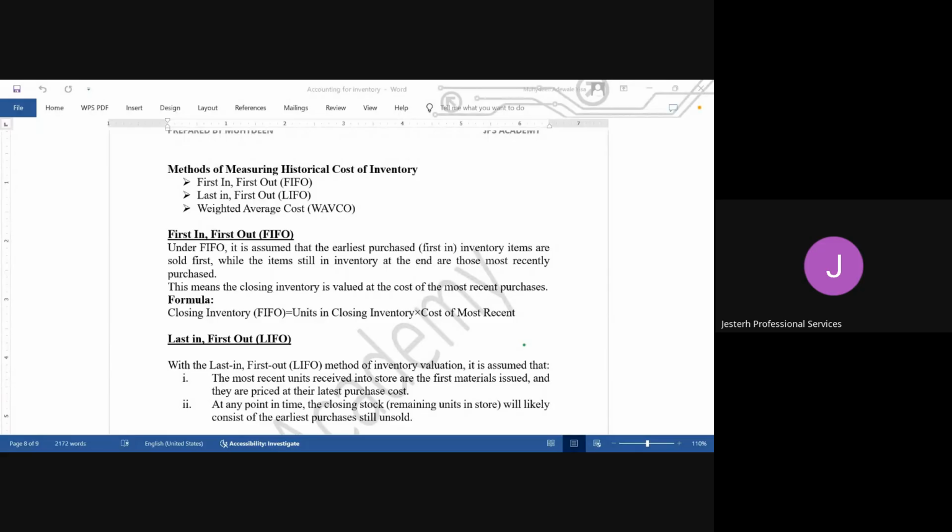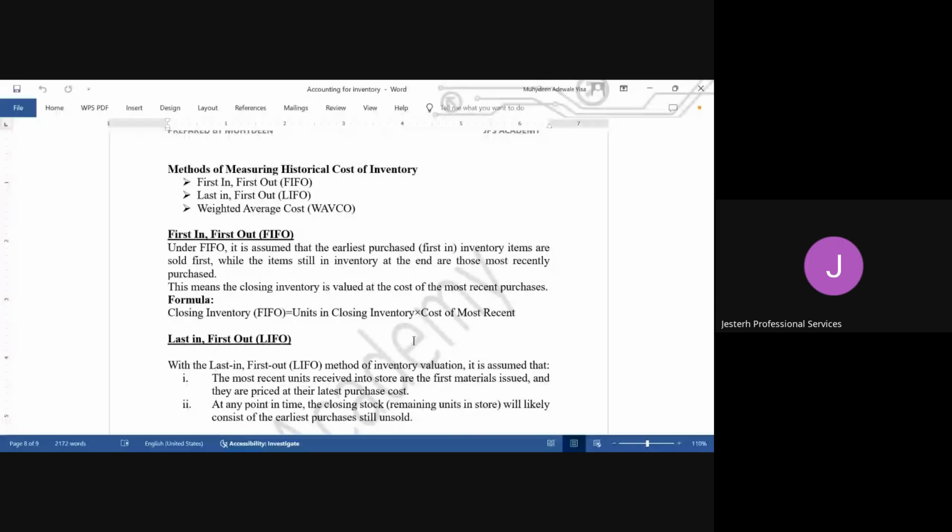Last class, we started on accounting for inventory, where we were able to explain what accounting for inventory is and the purpose, the procedure, and the necessary documentation that's needed for an organization to have a good record of inventory.